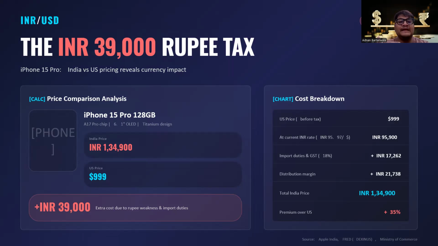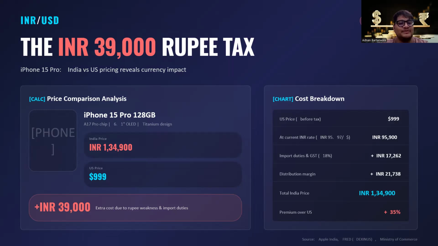But what do you pay in India? You don't pay 96,000 rupees. You pay around 1,35,000 rupees. That's almost a 30 to 35% premium. So where is this extra 39,000 rupees going? Almost 18,000 goes to import duties and GST, thanks to the government. And 21,000 is almost a distribution margin at the level where they're selling, thanks to the middlemen involved in all this distribution of iPhones.